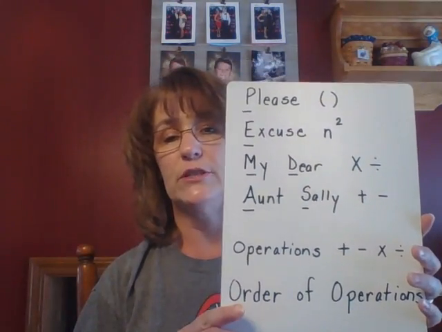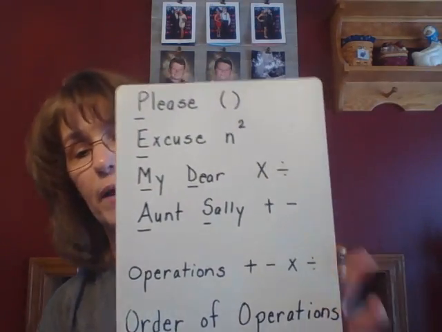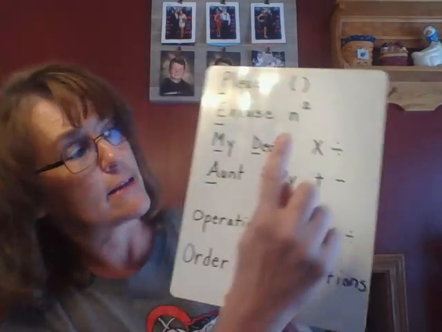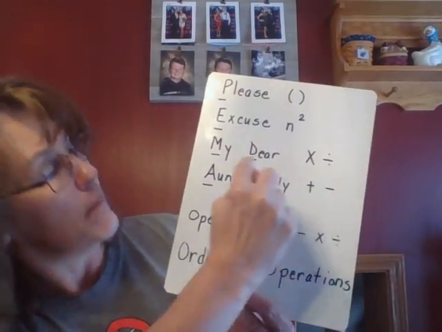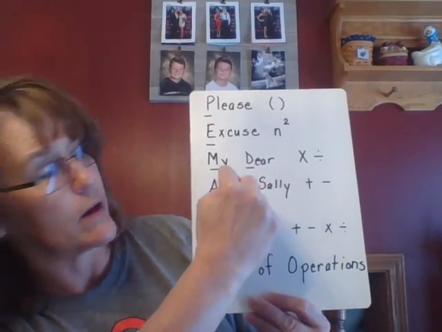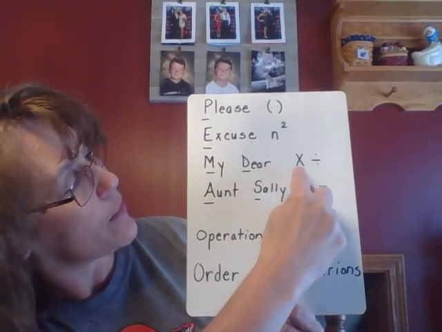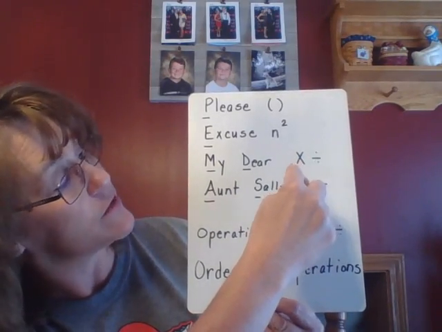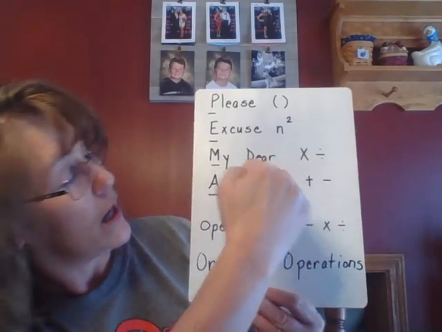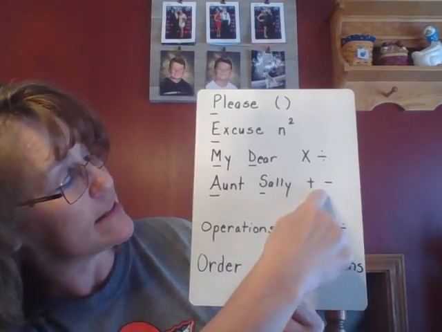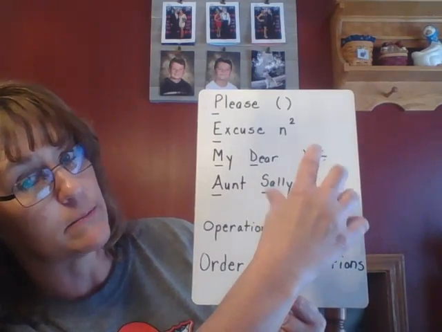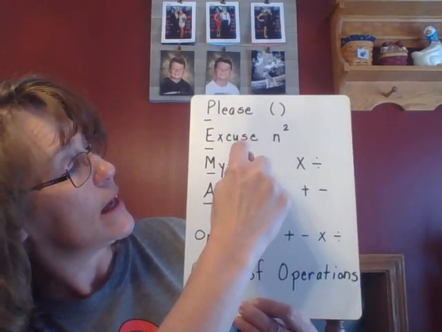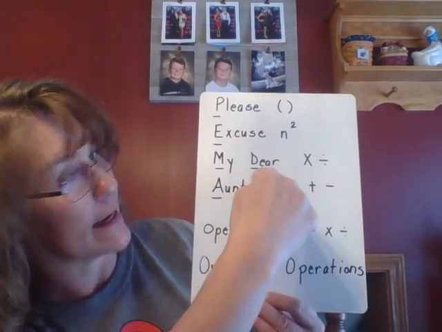So order of operations are P for parentheses, E for exponents, and exponents are those little guys in the air. My dear, multiply and divide. And they're like brother and sister, they sit beside each other, because if multiply comes first, then you multiply. If divide comes first, then you divide first. Adding and subtracting, and again, they sit beside each other because whatever comes first is what you do first. So we're going to do please excuse my dear Aunt Sally.